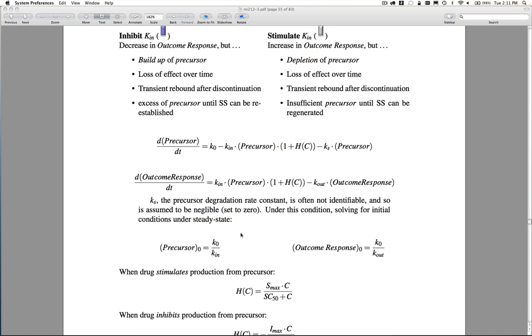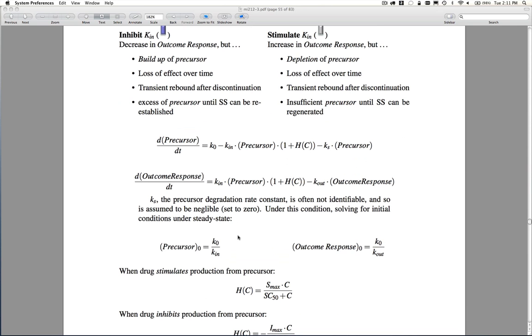Under that condition, you can then use your steady state simplifying conditions to solve for the initial condition for the precursor and the outcome response simply by setting d precursor/dt to zero and d outcome response/dt to zero. Again, if we assume that KS is zero, precursor is just K0 over Kn. And outcome response is K0 over Kout.